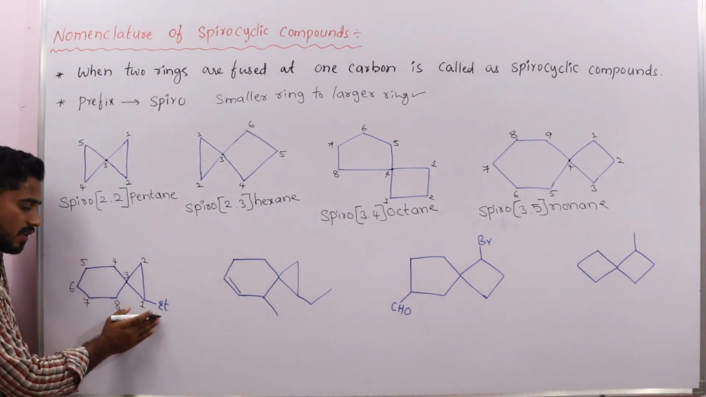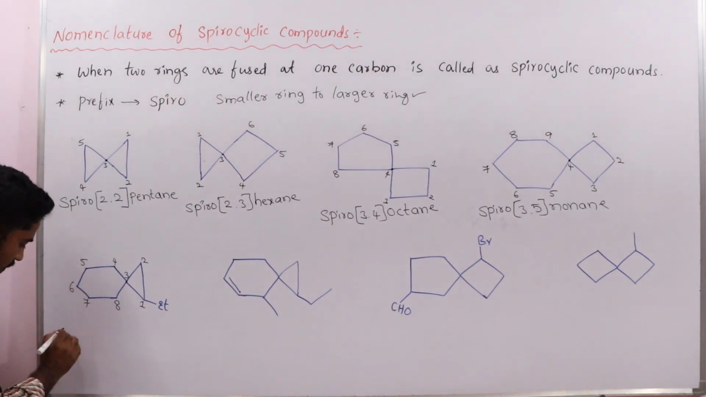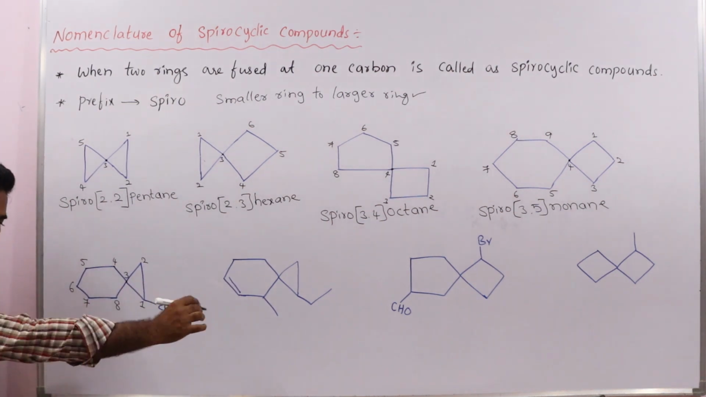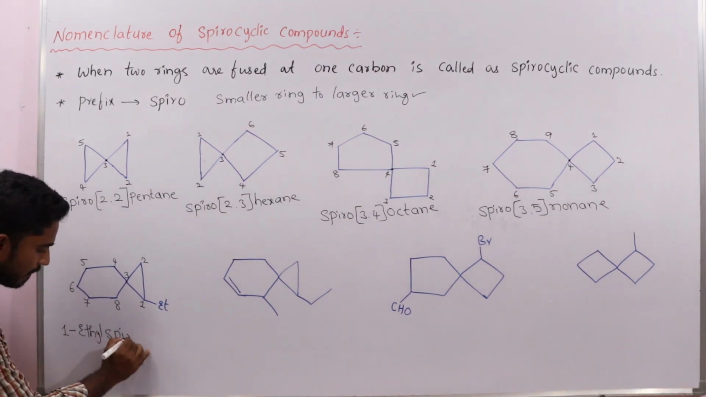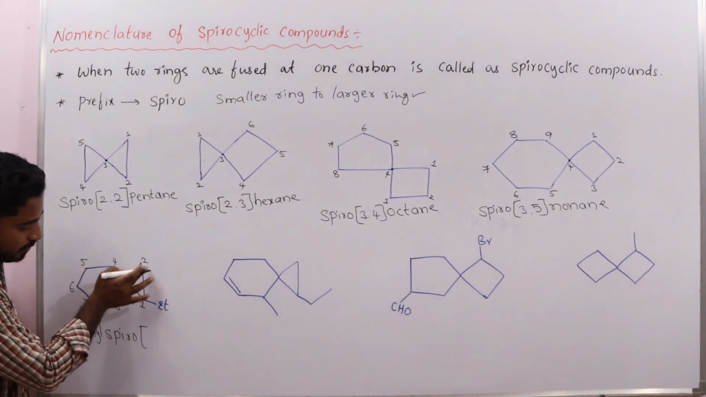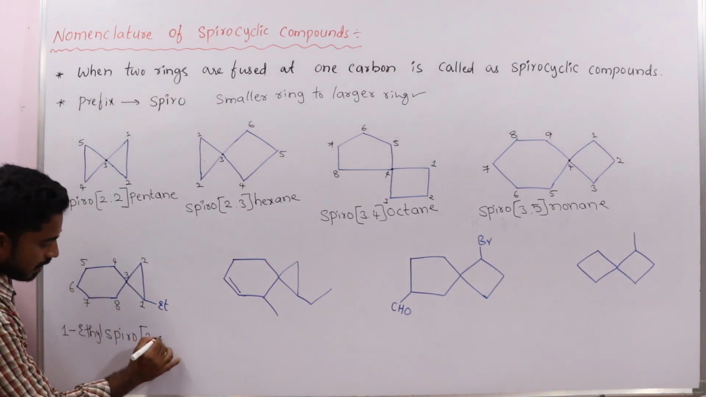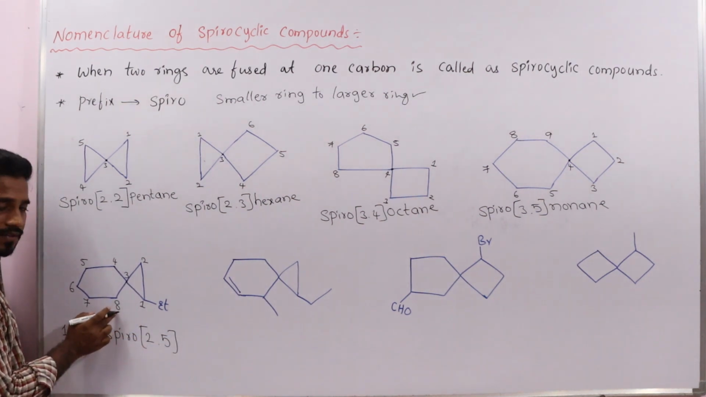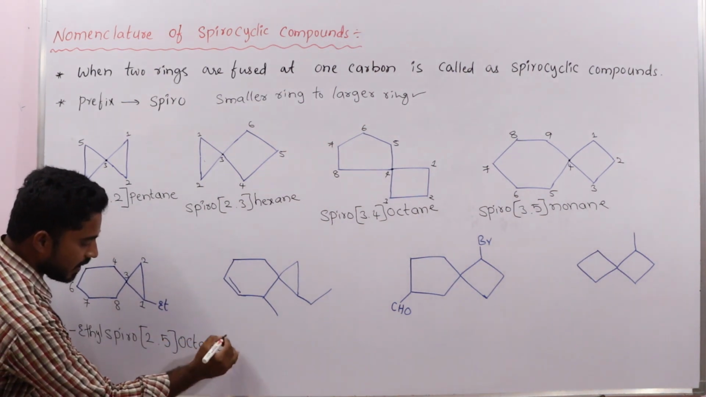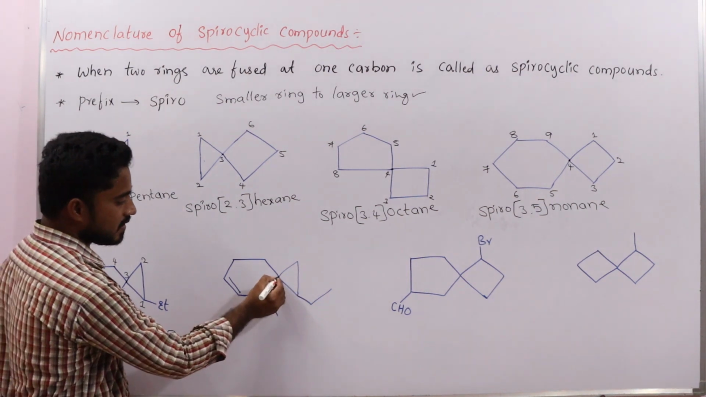Here one ethyl substituent is there, that's why we have to write it before the spiro prefix. Then at which position? 1. 1 ethyl, spiro, in square brackets, smaller number to larger number. Here 2 carbons, that's why 2 dot, here 1, 2, 3, 4, 5, 2 dot 5. Total number of carbons 8, that's why oct, saturated, that's why ane, octane. Okay, clear?